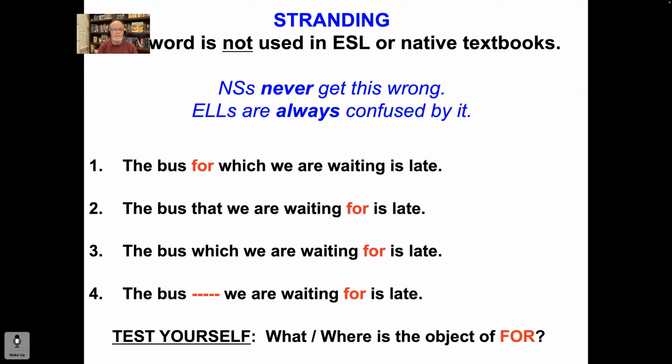So look at these 4 examples. The bus for which we are waiting is late. That's so formal, but it's correct. The bus that we are waiting for is late. That's very common. Number 3, the bus which we are waiting for is late.